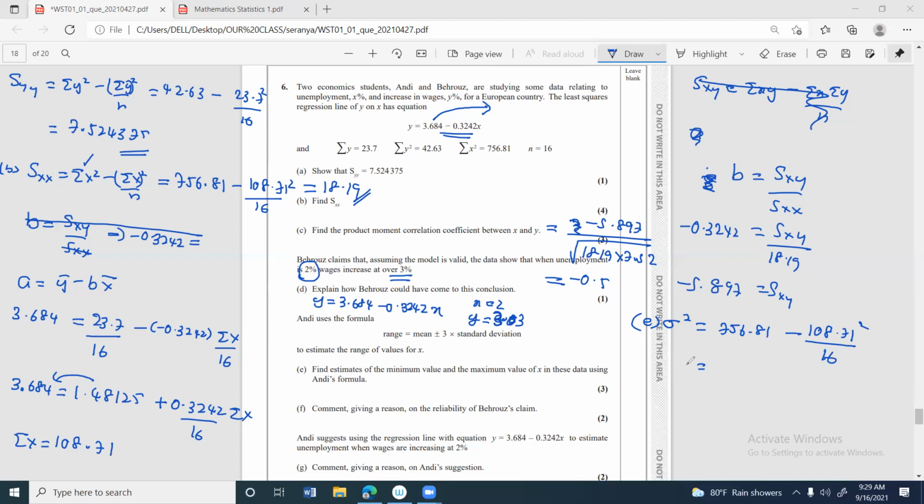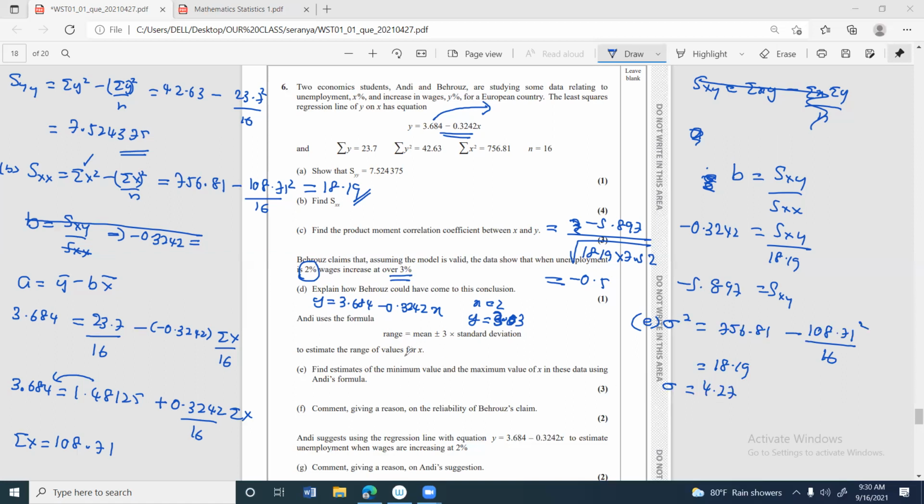So from here you can get the standard deviation. If you just do this, 756.81 minus 108.71 squared divided by 16, it's 18.19. Therefore, the standard deviation is the square root of that answer, 4.27. Then we can say what is the range for this.